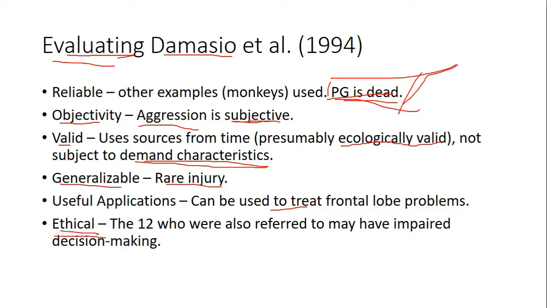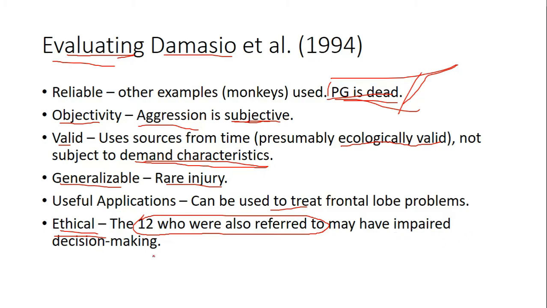Ethical. How ethical is it? The 12 who were also referred to... yes. There were 12 people who had similar injuries, and they also showed similar aggression as well. So there were 12 patients who Damasio referred to, and they had a similar injury to Phineas Gage, and they had similar behaviours too. So that also backs up the reliability because it's more participants.